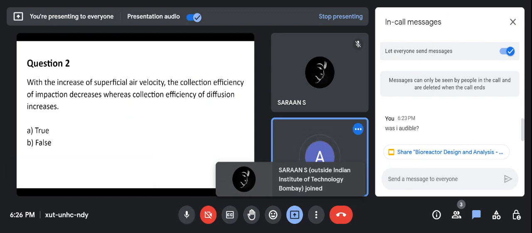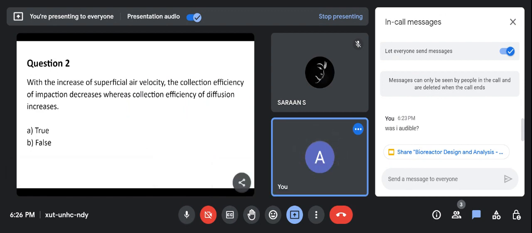I hope I'm audible to you. You can just type your response in the chat box.